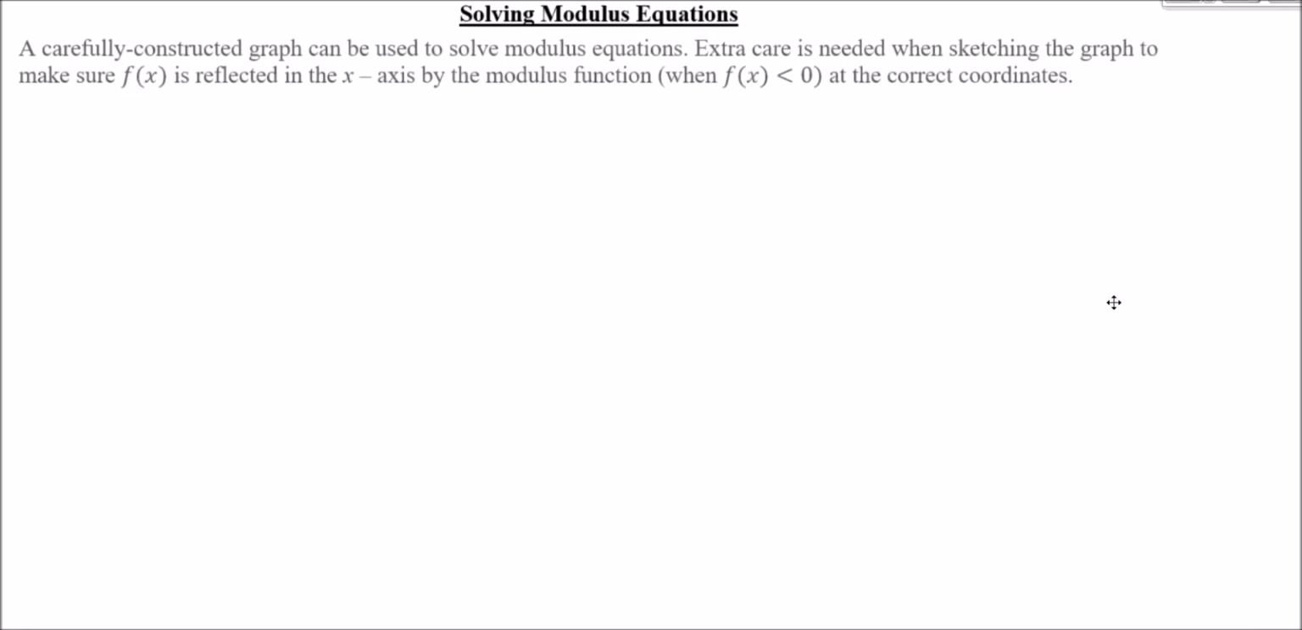So, how do we solve modulus equations? Well, a carefully constructed graph can be used to solve modulus equations. However, extra care is needed when sketching the graph to make sure that f of x is reflected in the x-axis by the modulus function when f of x is less than 0 at the correct coordinates. So your sketch is crucial. I'll also mention how to do these without using a sketch as a backup method, but also you might find it a slicker method and, dare I say, slightly more sophisticated, but it's slightly more advanced. It's only when you get more confident with how the algebra of the modulus function works.